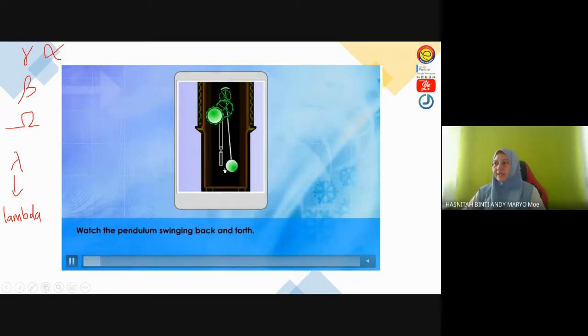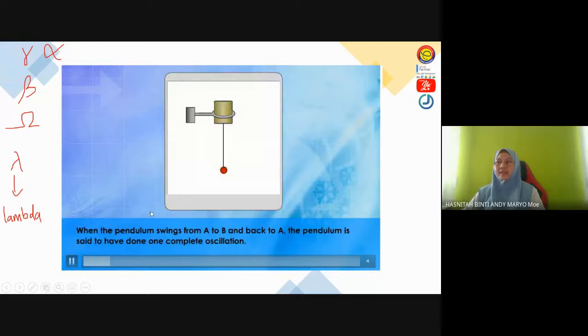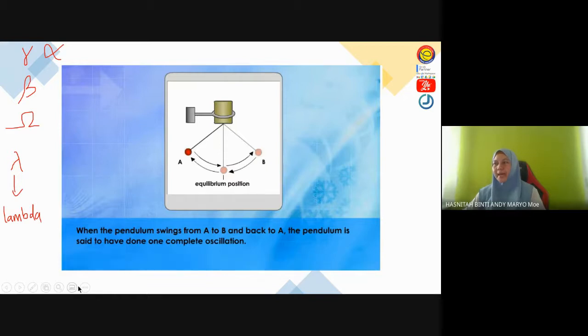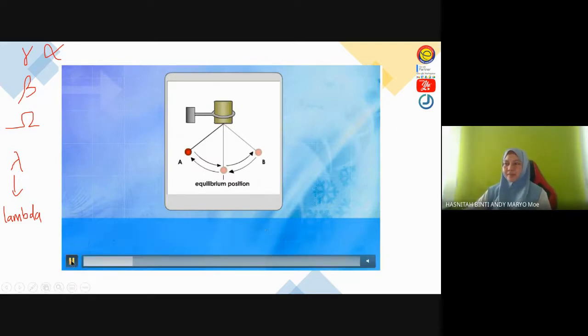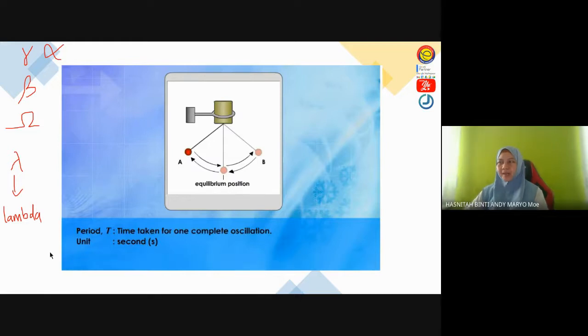Let's check on this first. You can see now, this is an old classical clock. You can see that the pendulum swings from A to B and then back to A. Students, when this pendulum swings from A to B and then goes back to A, we say that the pendulum has done one complete oscillation. I repeat, from A to B and then back to A, one complete oscillation. This video has no sound.